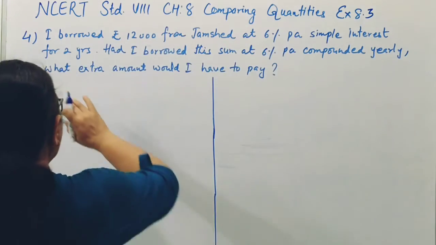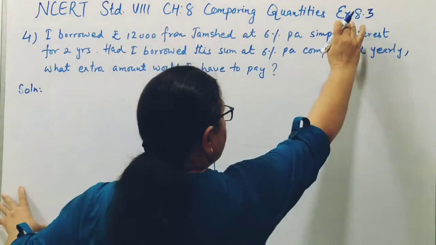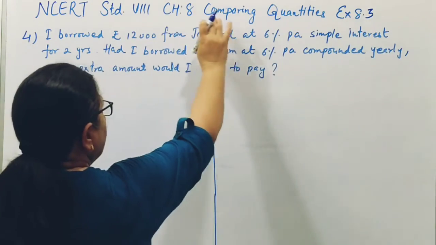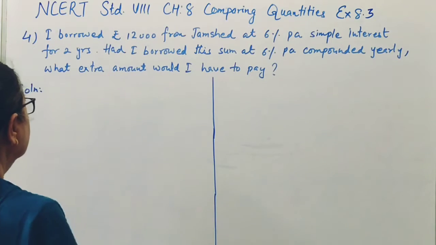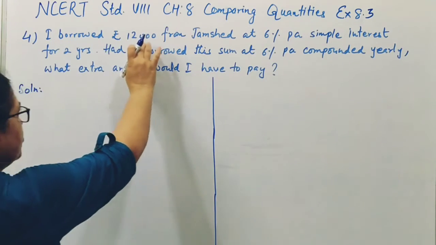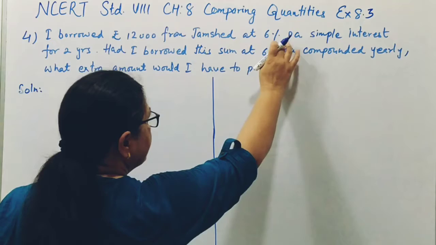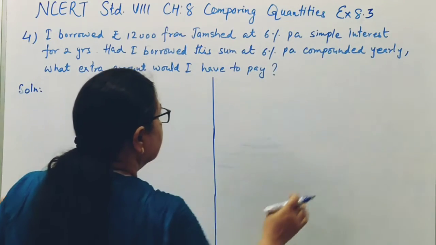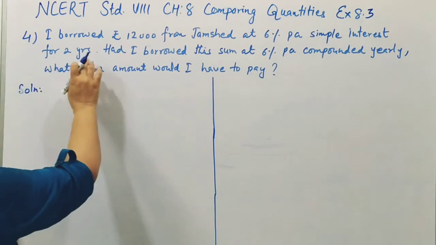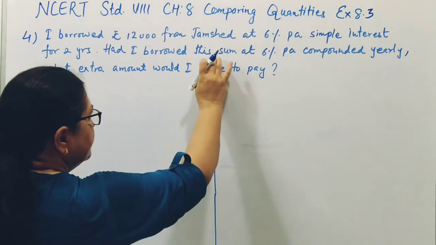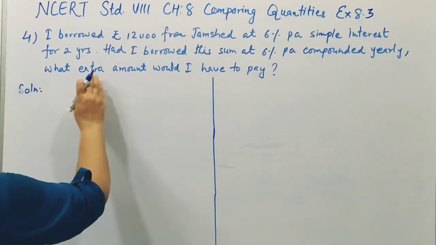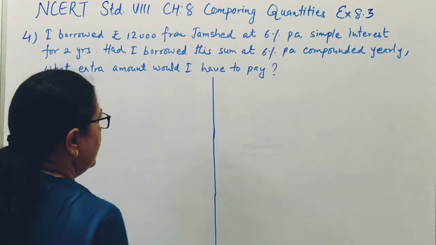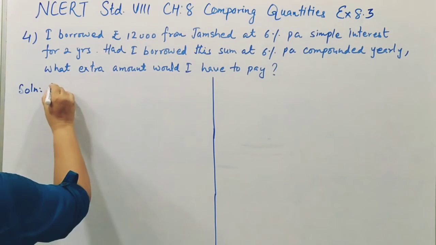Now we are going to start with question number 4 of exercise 8.3, chapter number 8, Comparing Quantities, NCERT standard 8. The question is, I borrowed rupees 12,000 from Jamshed at 6% per annum simple interest for 2 years. Had I borrowed this sum at 6% per annum compounded yearly, what extra amount would I have to pay? So let us start.